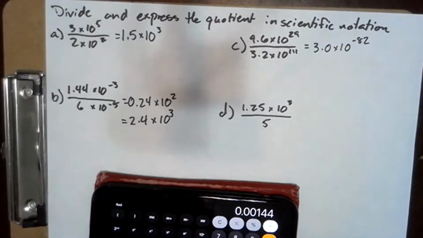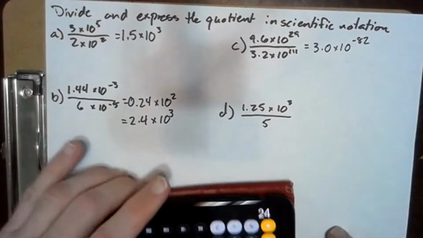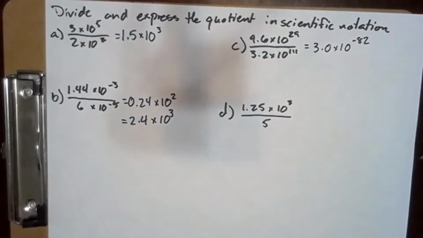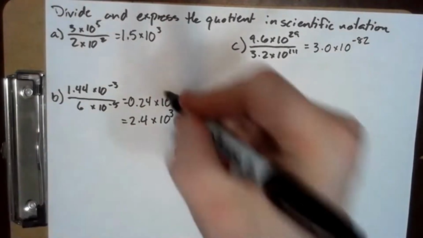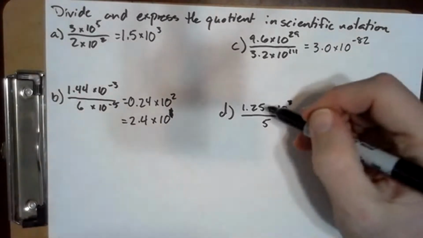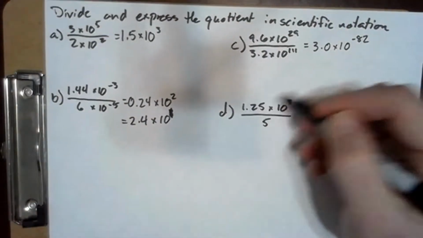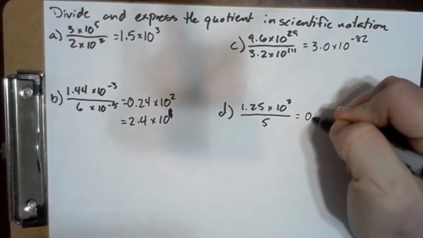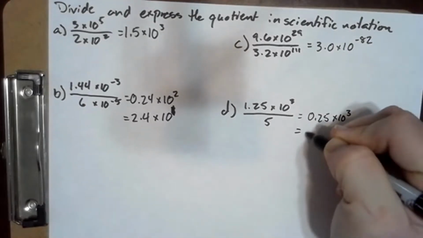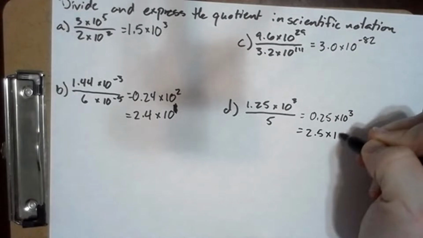0.00144 divided by 6 to the negative fifth is 0.00006. That should actually be 24. So this is only 10 squared. No, I had one fewer 6 than I needed. This should actually be 10 to the first power, not 10 squared. 1.25 times 10 cubed. Okay, I can divide this by 5 and get 0.25 times 10 cubed. Move my decimal place to the right to get 2.5 times 10 squared.